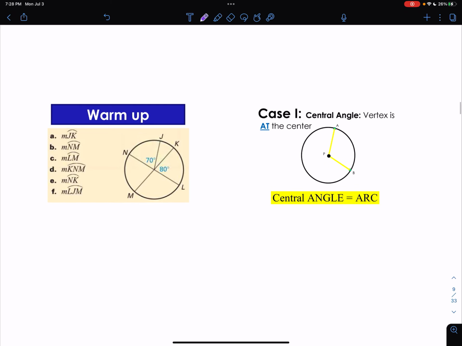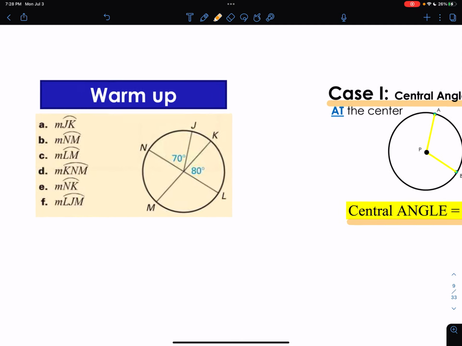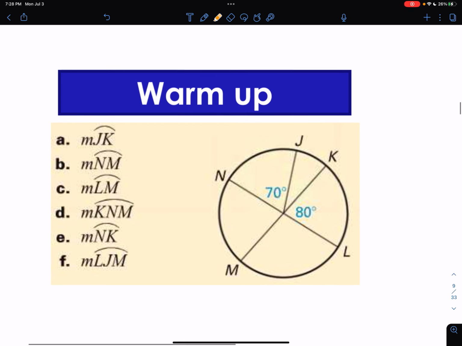All right, in our first lesson, we focused on case one, central angle, vertex is at the center point, and the central angle is equal to the arc. All right, let's look at some warm-up problems that use central angles. So I want you to pause the video, give these a try, and then unpause the video when you're ready to go over them.